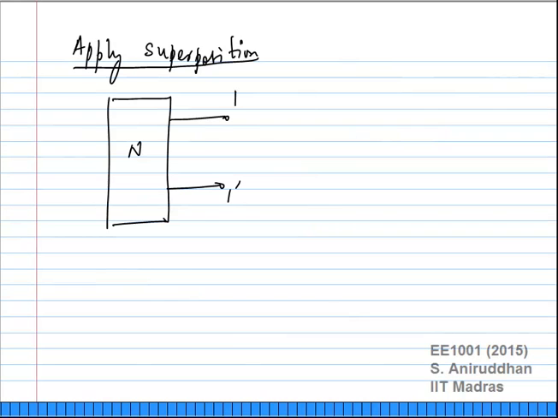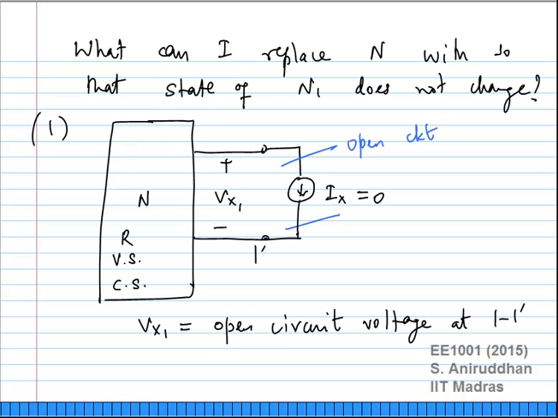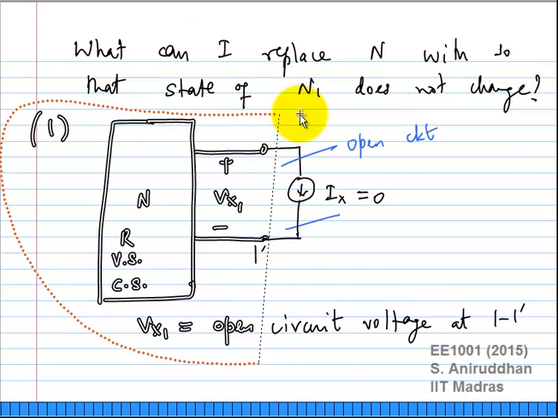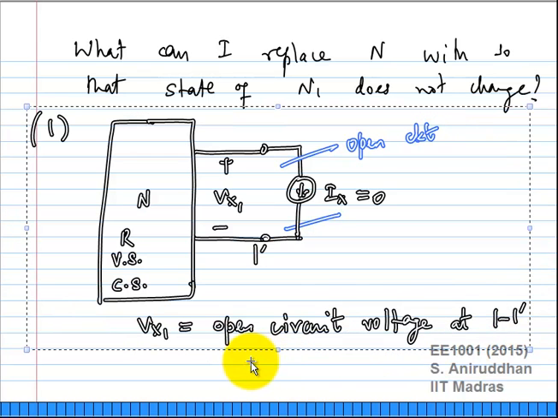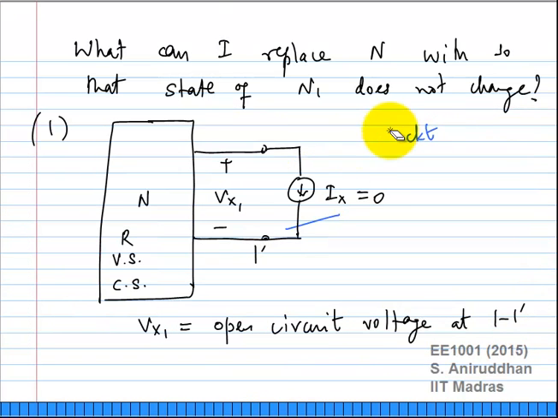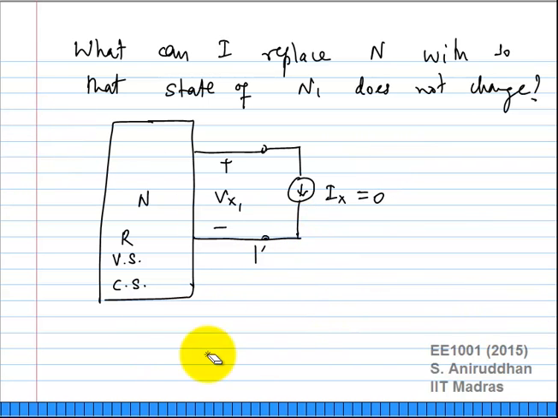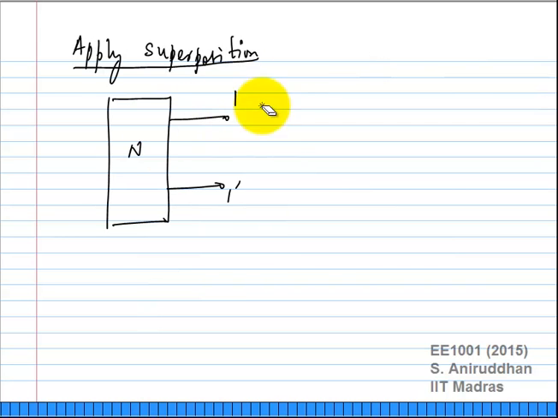What is the next step? I'm sorry, I just modified this guy. So I do not want to change this guy. That's okay. So Ix equal to 0, V open circuit, Vx1.